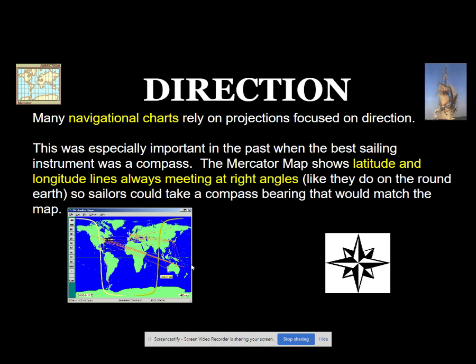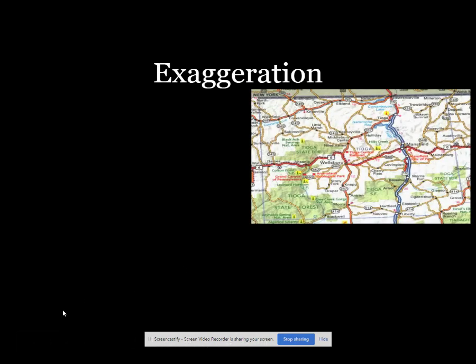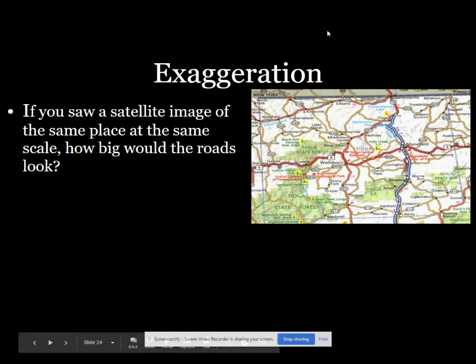We're going to skip through these. You do not have to write anything else in that graphic organizer that says area, shape, distance, and direction. Skip down to that next statement. Something that map makers do is exaggerate. This is Pennsylvania, because up here is New York, and we know New York is north of Pennsylvania. If we looked at a satellite image of the same place, we wouldn't see these roads as clearly. They wouldn't be this size.